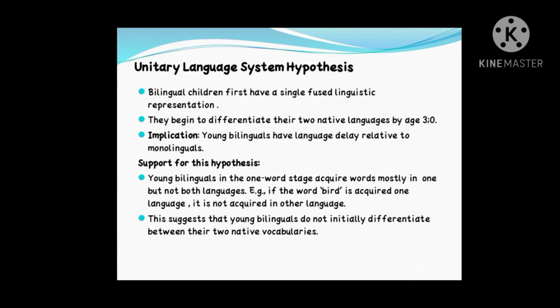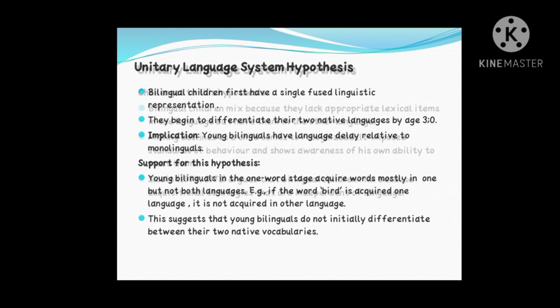So bilingual children first have a single fused linguistic representation. They begin to differentiate their two native languages by age 3. Implication: young bilinguals have language delay relative to monolinguals. Support for this hypothesis: young bilinguals in the one-word stage acquire words mostly in one but not both languages. Example: if the word bird is acquired for one language, it is not acquired in the other language. This suggests that young bilinguals do not initially differentiate between their two native vocabularies.